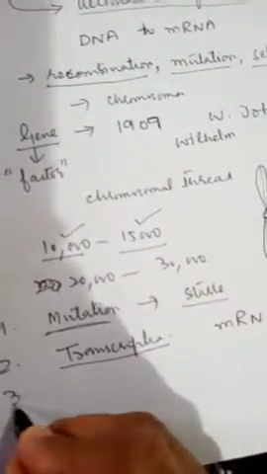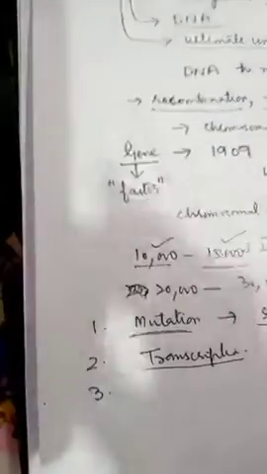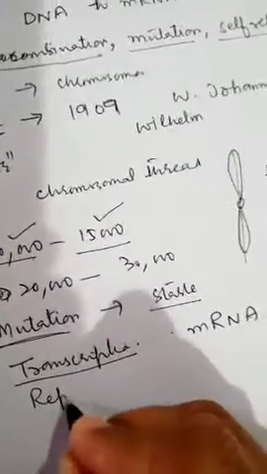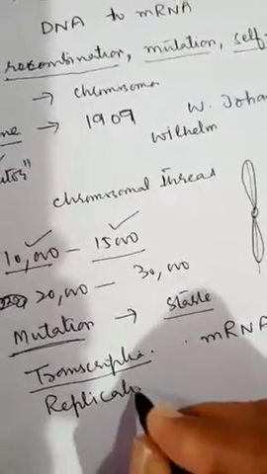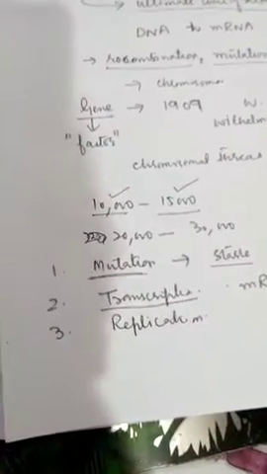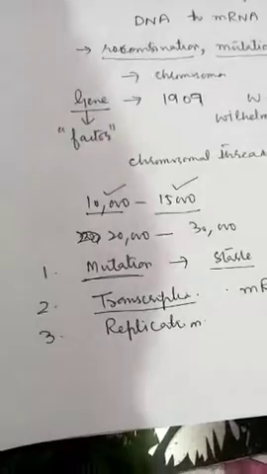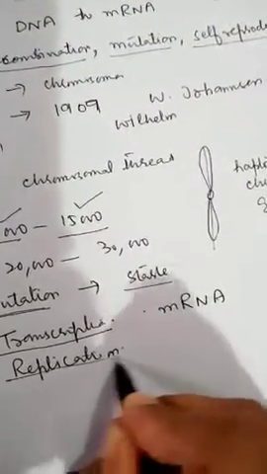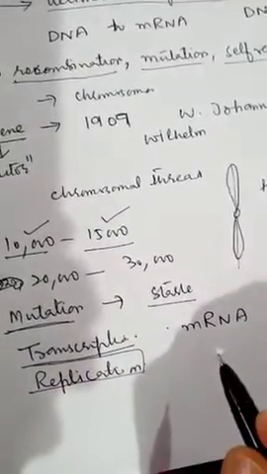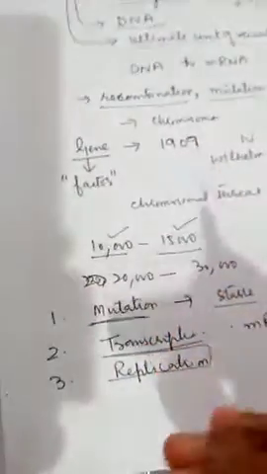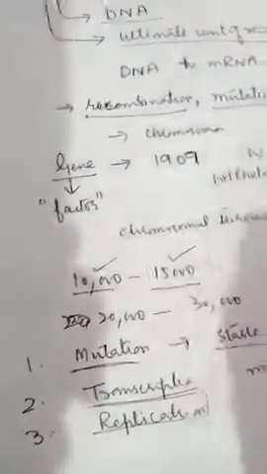Third, it should undergo replication. That means the duplication of this genetic material by the process of replication. So these are some of the basic required properties of the genetic material.